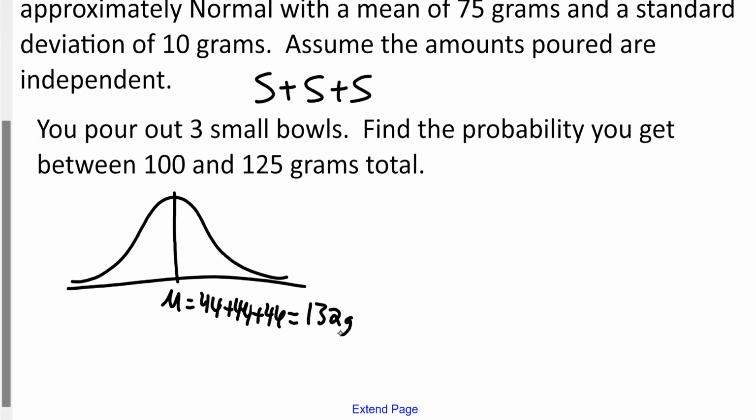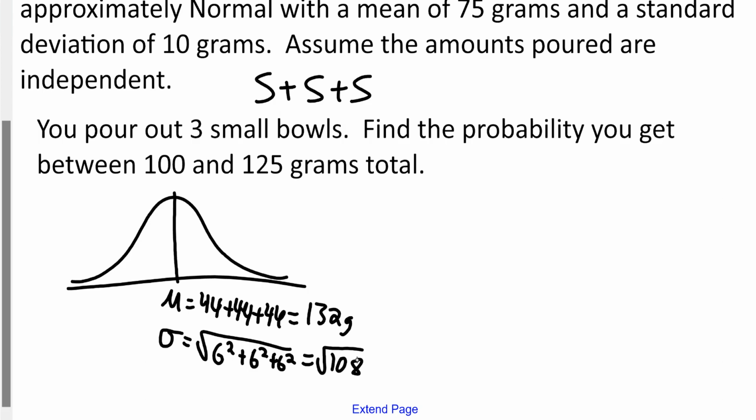Standard deviation, you're not just adding them together. Remember, if you're adding, you are doing the square root of the variances added up. So it ends up being 6 squared plus 6 squared plus 6 squared. I got the square root of 108. I'm going to leave it at that. It doesn't come out to be anything perfect.